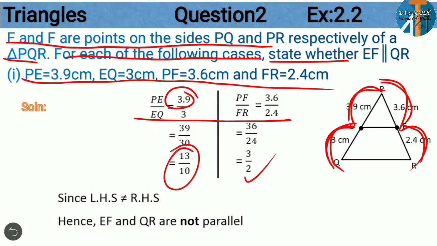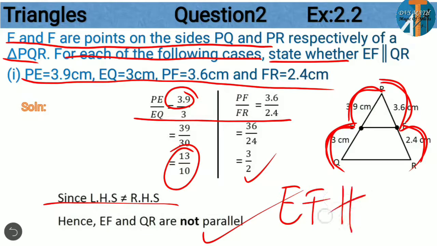Both are different. Here LHS is not equal to RHS. That means PE by EQ is not equal to PF by FR. So by the converse of BPT, what can you write? EF is not parallel to QR. You can write it like this. So in this case, it is very simple.